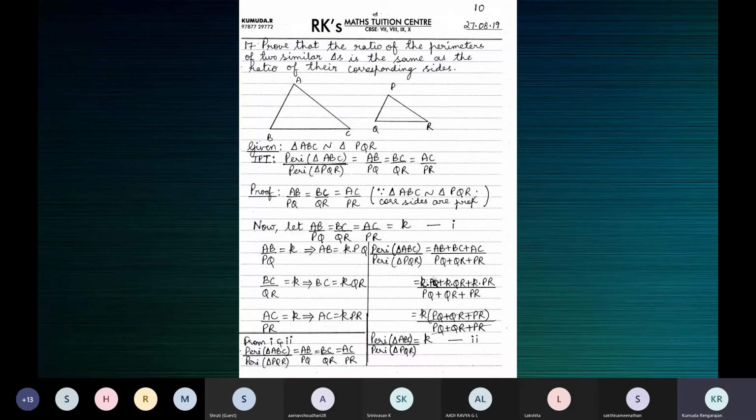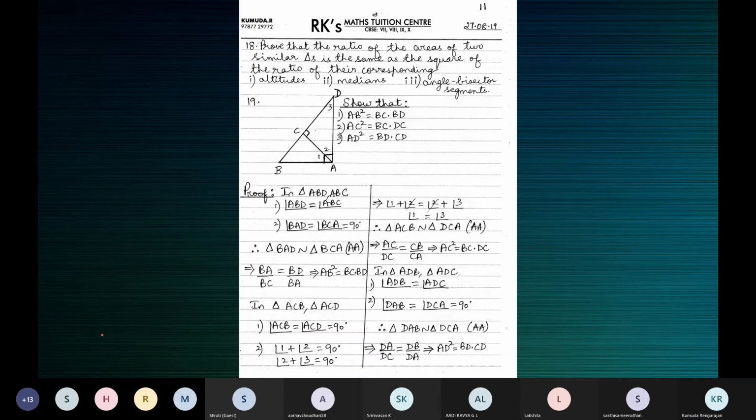This is the last step. We need to write 1 and 2. This is 1 here, this is 2, and then this one. This is the concluding step. Yeah, write down these results.